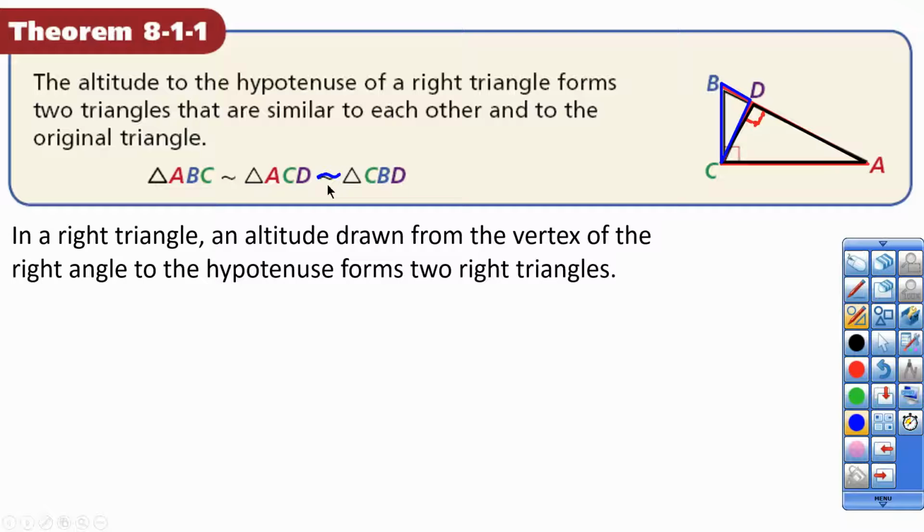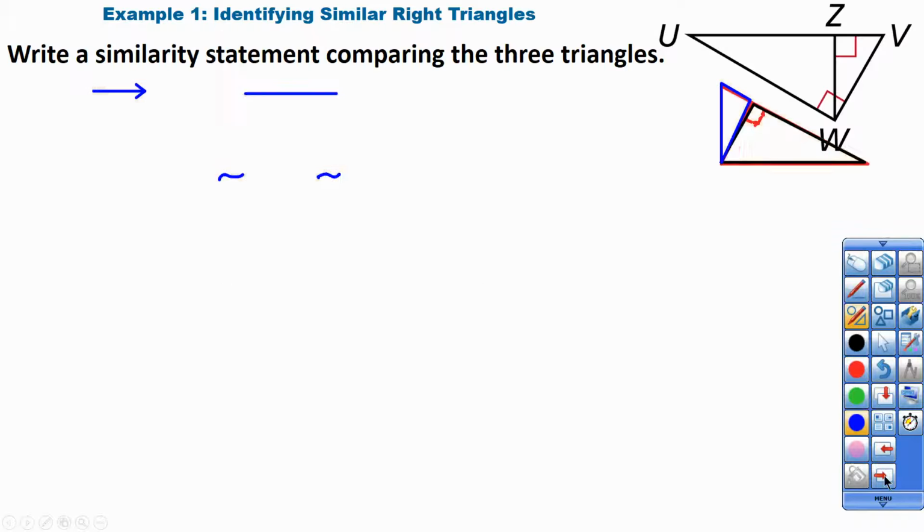You see this squiggly line here? That means similar. So if you take that altitude from the hypotenuse to the 90-degree side, you end up with three similar triangles. So write a similarity statement comparing the three triangles.